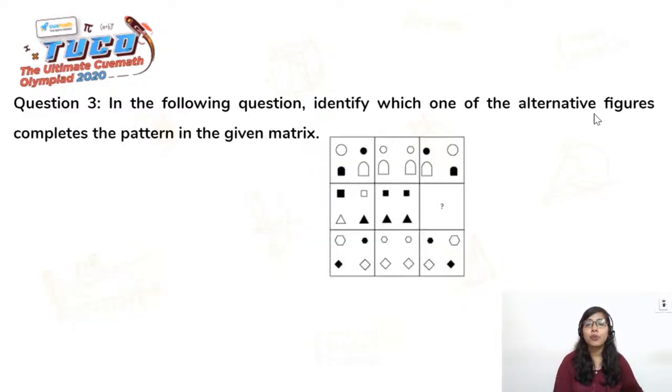Okay. With this, we are going to the third question of figure matrix. Let's quickly have a look. In the following question, identify which of the following alternative figures completes the pattern in the given matrix. All of you can again try to figure out the pattern here. So again, you can go row wise or column wise or any way you wish to. So I would be going row wise, and this is my first figure, this is my second, and this is my third.